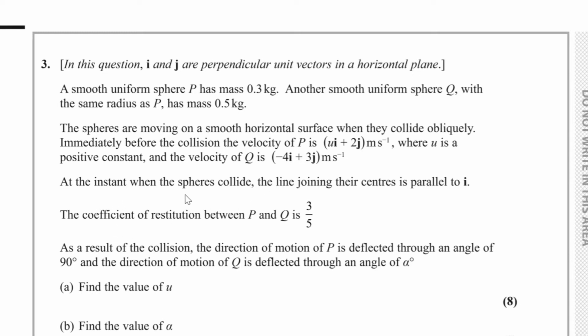At the instant when the spheres collide, the line joining their centers is parallel to i. The coefficient of restitution between P and Q is 3/5. As a result of the collision, the direction of motion of P is deflected through an angle of 90 degrees, and the direction of motion of Q is deflected through an angle of alpha. For part A, we have to find the value of u.